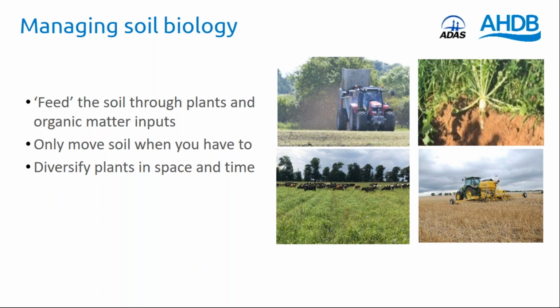I think min-till, min is minimum, and it's as shallow as possible. We get very confused with min-till when we're putting cultivator tines 8-10 inches into the ground. That's just non-inversion ploughing effectively in my eyes. There's maybe a place for it, and there is a place for it at times, but it's as shallow as possible, really.